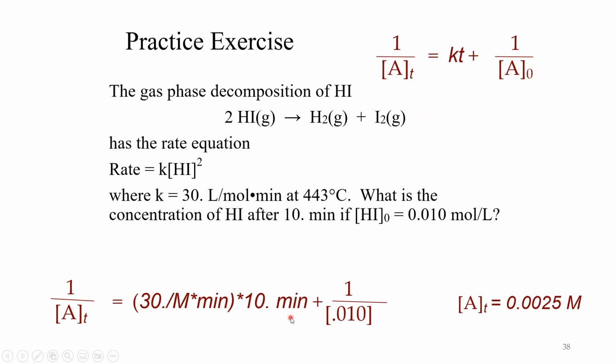So this is going to give us 300 plus 100. So the inverse of that concentration at time t is equal to 400. When we isolate that concentration, we get a molarity of 0.0025. Again, we can see it has decreased, because we started at 0.01, and after 10 minutes we've got 25% of that left essentially.